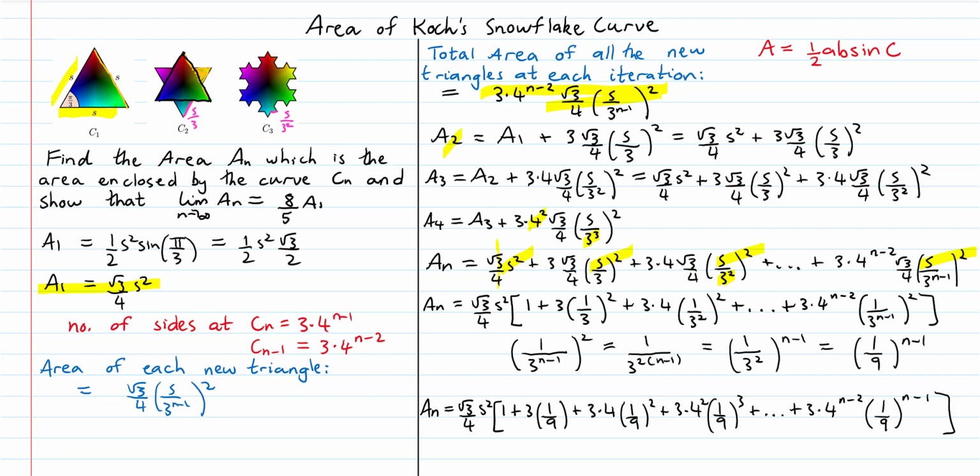So we've got our formula for A_n looking a bit neater now, and in the next video we'll continue to simplify it even further, and then we'll show that the limit as n goes to infinity of A_n is equal to 8 over 5 times A1.